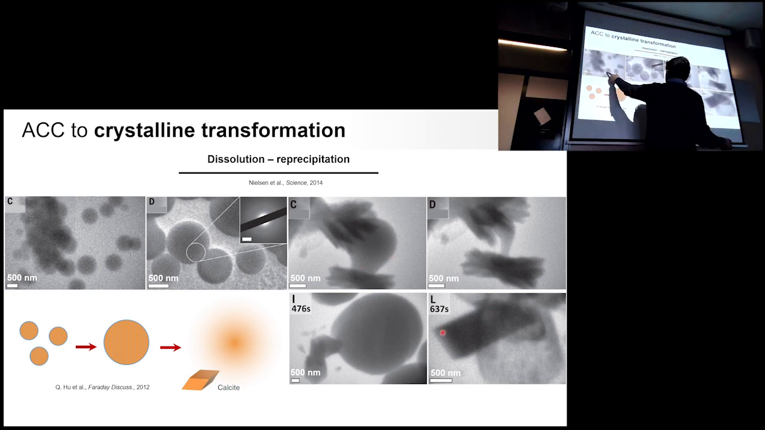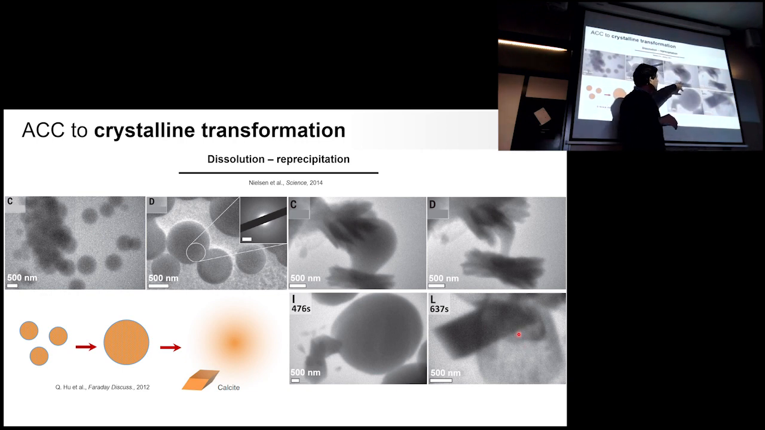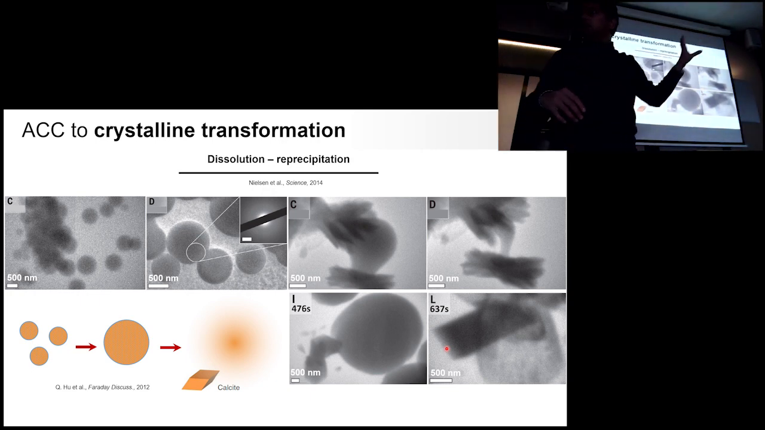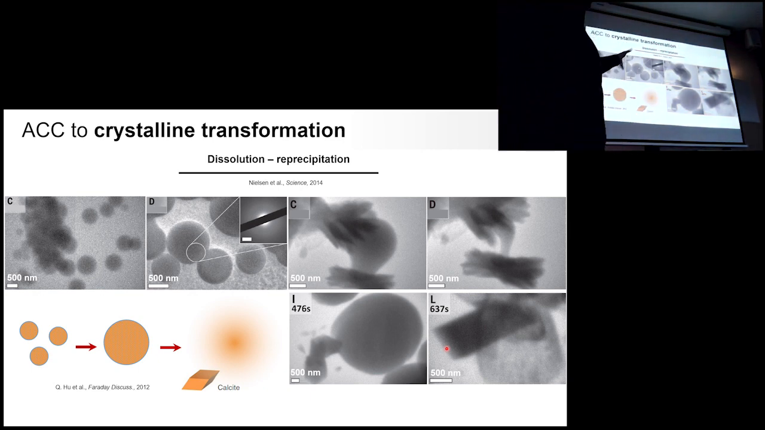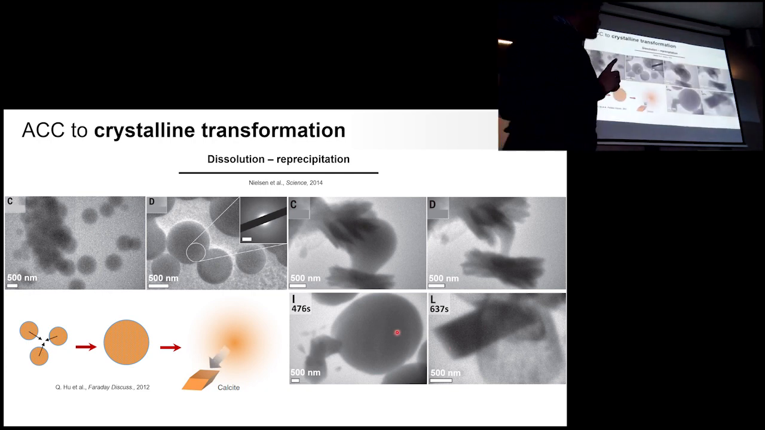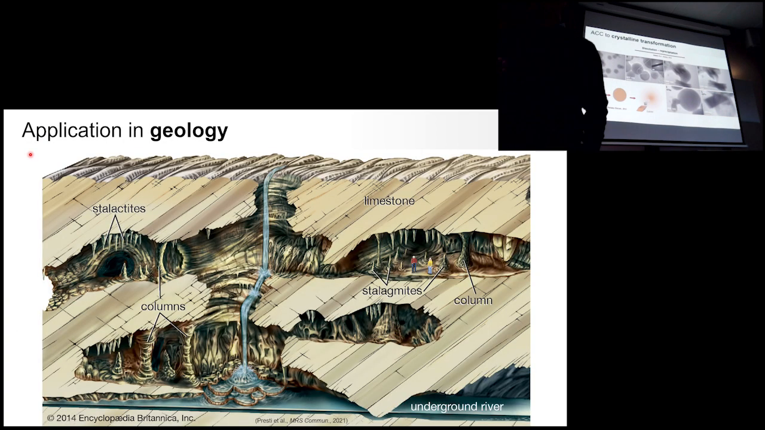So you can see the particles coming together, forming larger entities, and then breaking apart, and then gradually forming calcite. And this was done in a very high-end liquid cell TEM setup, basically observing in situ how the transformation happens. Right, now this is fine, but this is something interesting to our current work.